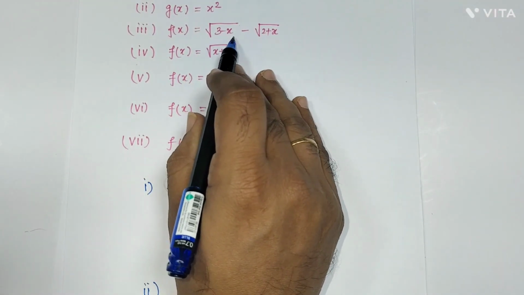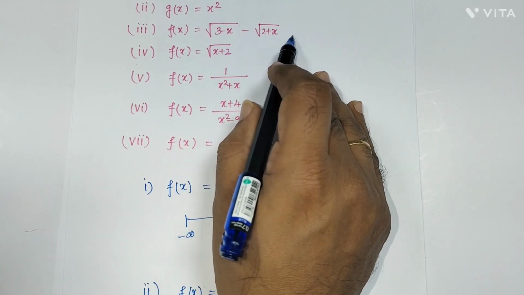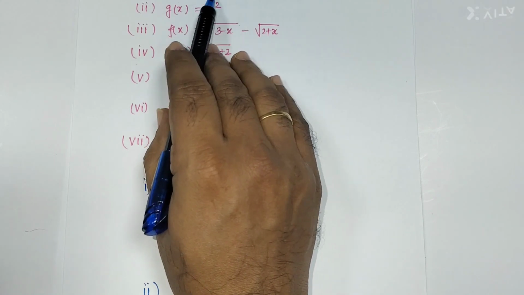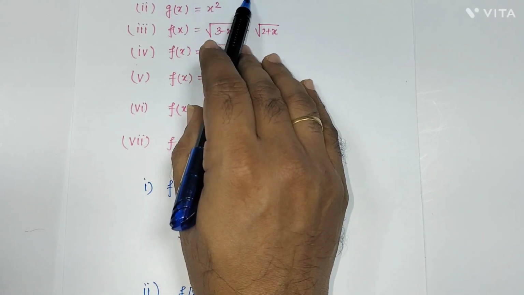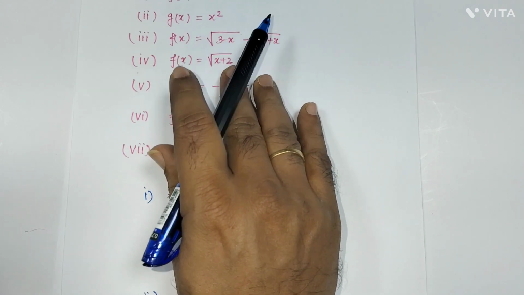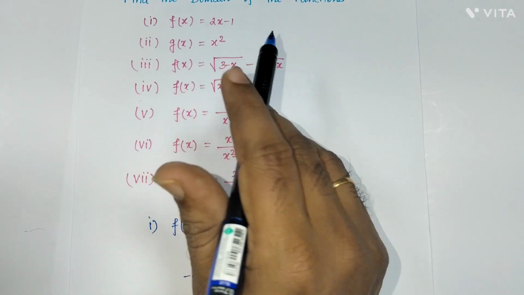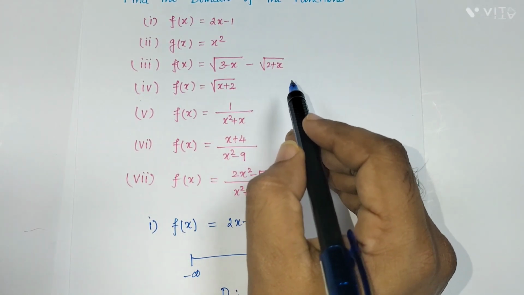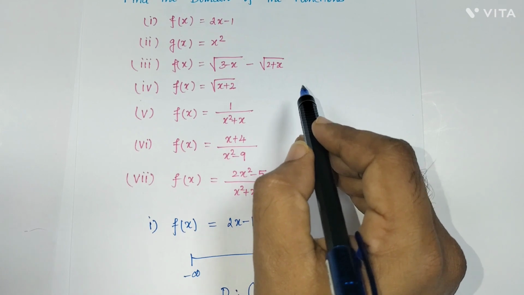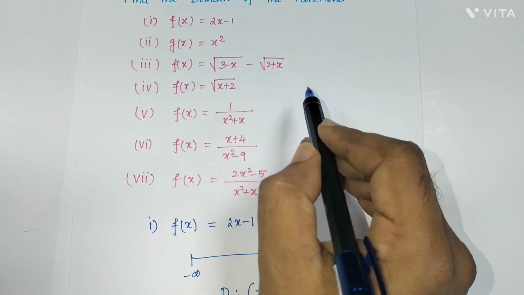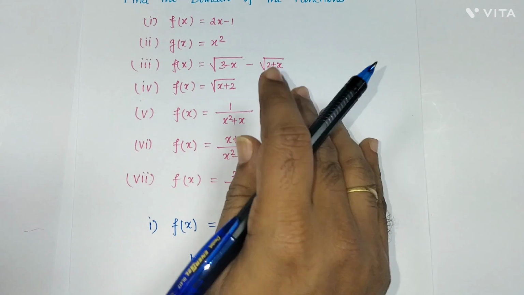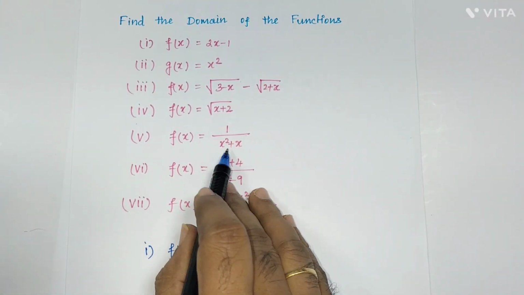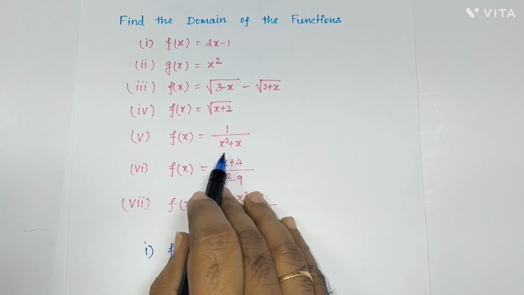For example, in this third one, f of x equal to square root of 3 minus x minus square root of 2 plus x is an important 2 mark question. You will have only one function, there is no denominator term now, it should be a real number. The square root means you can get negative values. A negative value under the square root is not defined. Your function should be positive. We are taking only real numbers.